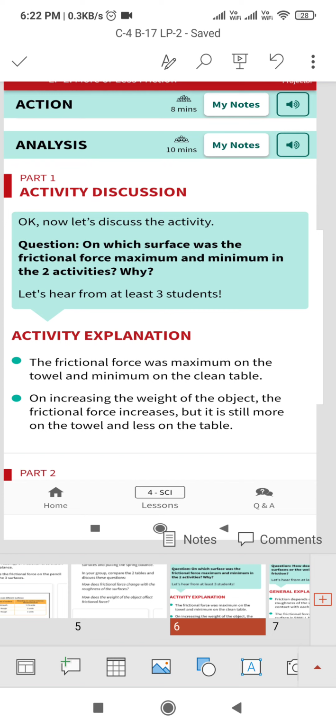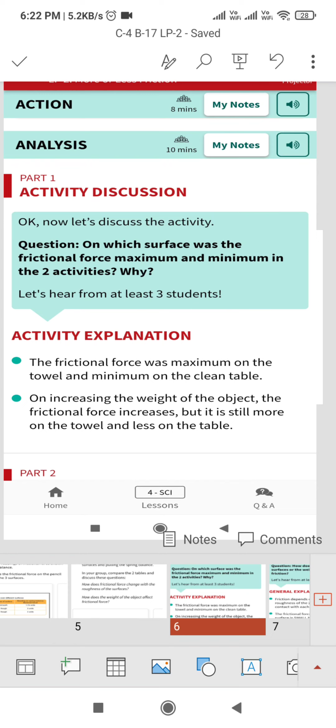So let's discuss the activity. On which surface was the frictional force maximum and minimum in the two activities and why? The frictional force was maximum on the towel and minimum on the clean table, because the frictional force depends upon the hardness and smoothness of the surface. The harder the surface, the more the friction. The smoother the surface, the less the friction. The table is smooth, that's why friction is less there.